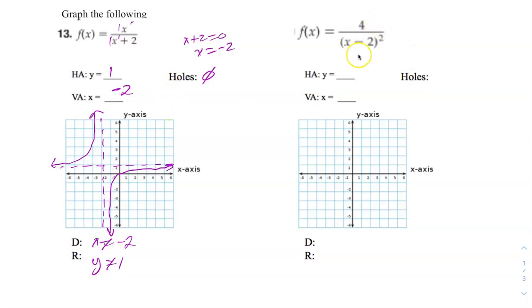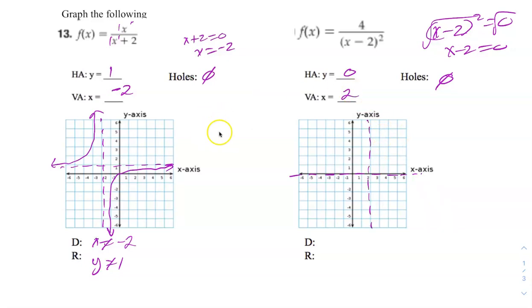Next one, horizontal asymptote, the bottom is bigger than the top, so 0. Vertical asymptote, so the bottom equal to 0. So x minus 2 squared equals 0. Again, square root both sides, you get x minus 2 equals 0. Then you need to add 2, so 2. There's no holes again, nothing canceled out, so we have this. So let's graph it. Y equals 0 is my horizontal asymptote, and x equals 2 is my vertical asymptote.